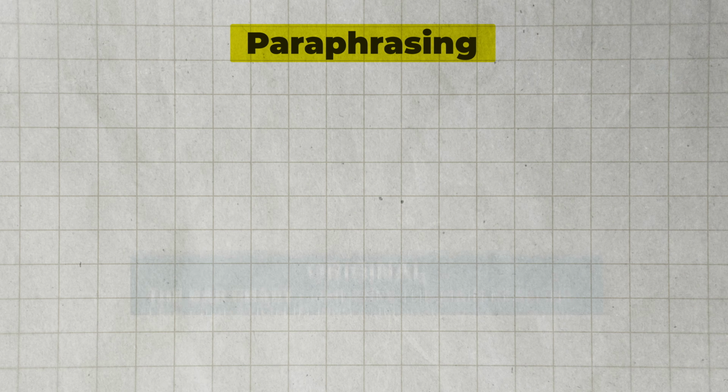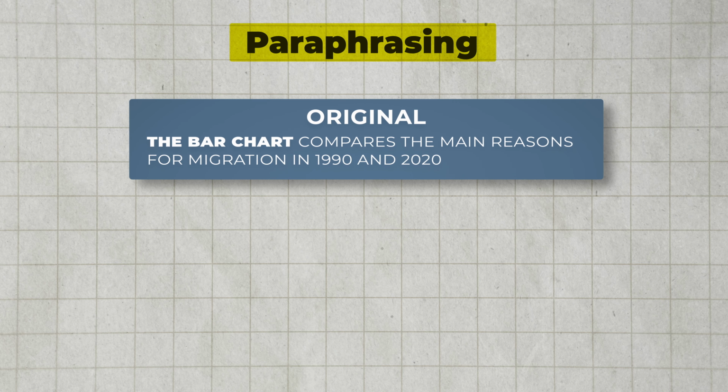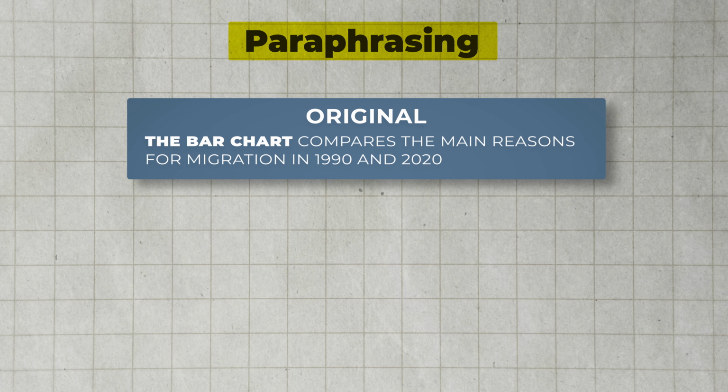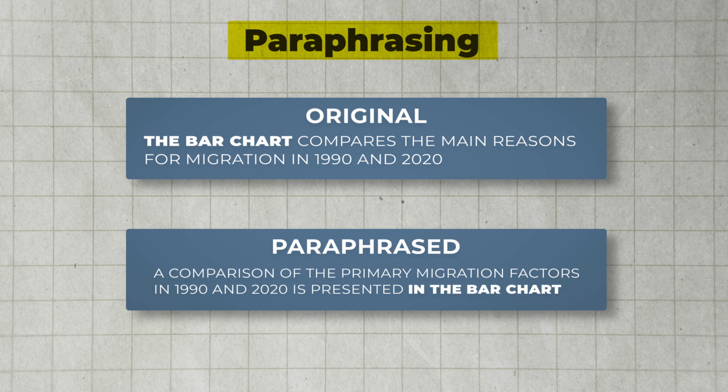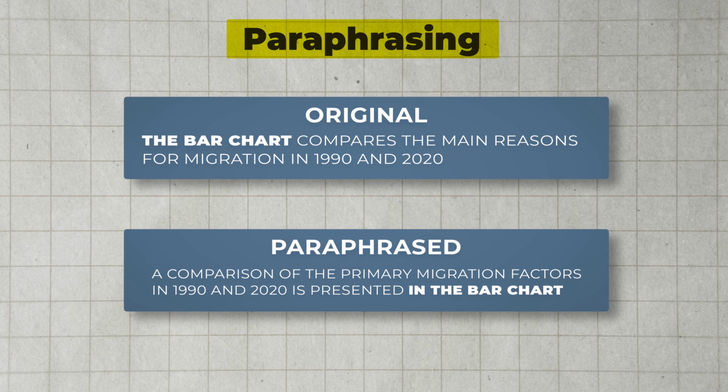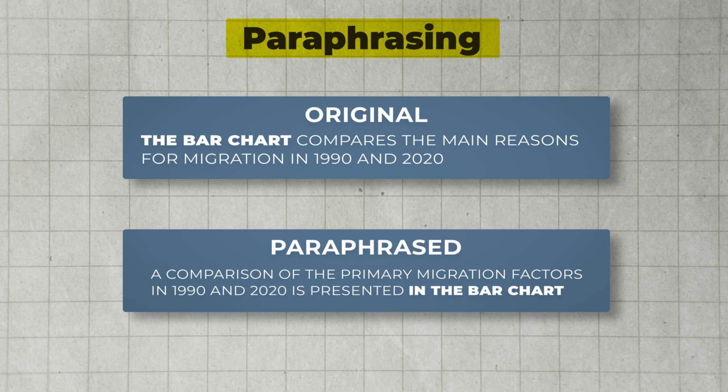For example, the bar chart compares the main reasons for immigration in 1990 and 2020. A comparison of the primary migration factors in 1990 and 2020 is presented in the bar chart.